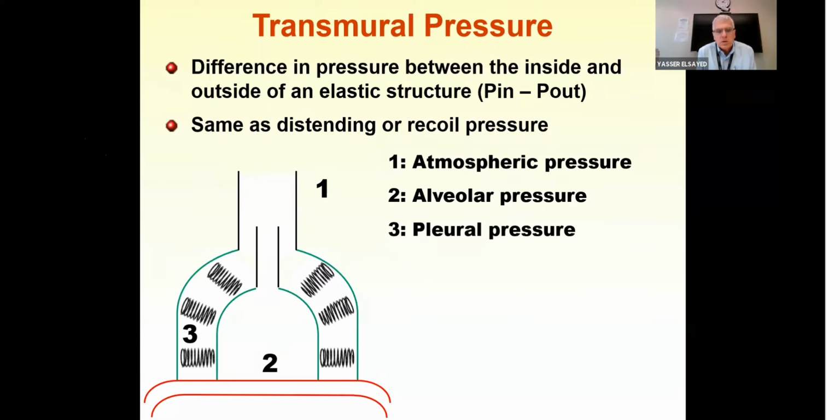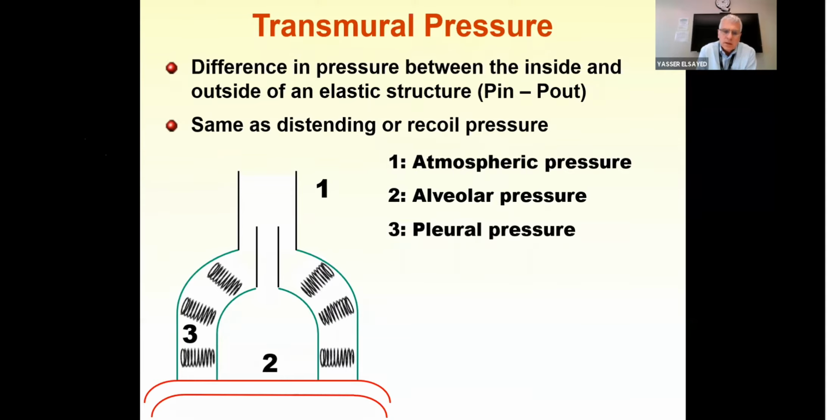Okay. So here we have number one, the atmospheric pressure, which is the pressure that we are in the middle of. It is measured in millimeters of mercury, and it's about 760 millimeters of mercury. It depends on the temperature and so on, but it's roughly 760 millimeters of mercury.